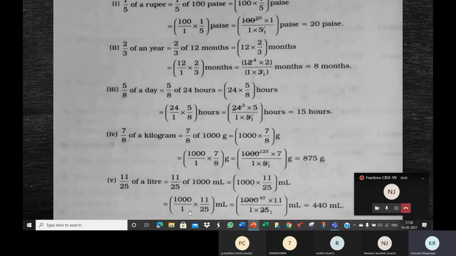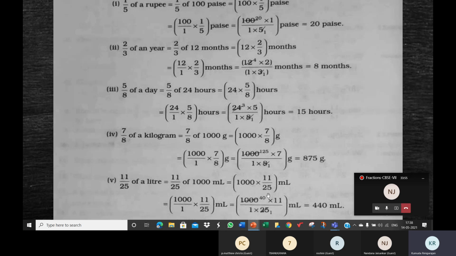All right, so now 1000 means 1000 by 1 into 11 by 25. So you should cancel, you should simplify 1000 and 25. 25 ones are 25, 25 40s are 1000. Or what you can do is, you can divide 1000 and 25 by 5 first. You can cancel in the tables of 5.